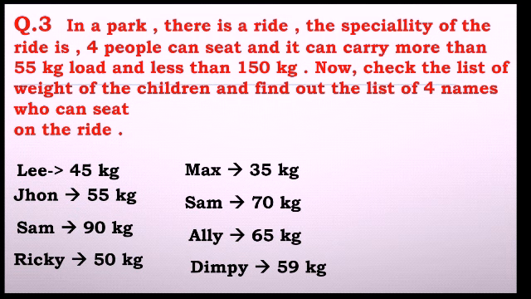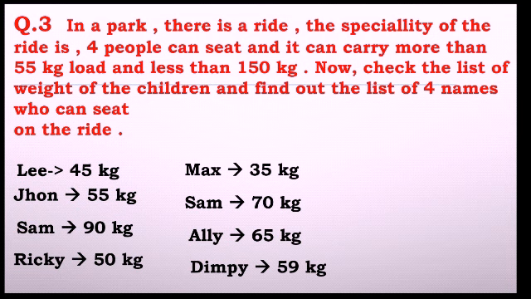Now what you have to do is make a list of 4 names who can sit on the ride. How can they sit on the ride? If their total weight is less than 150 kg and more than 55 kg. So you have to find who can sit together. If you can make a group of names, that is okay. Find out one group who can sit on the ride. If you can find more than one group, then that is also right.